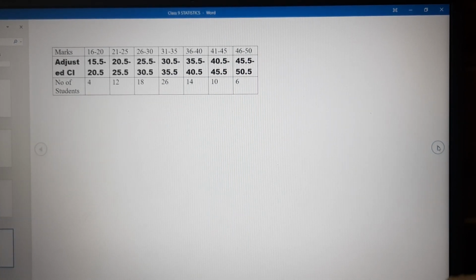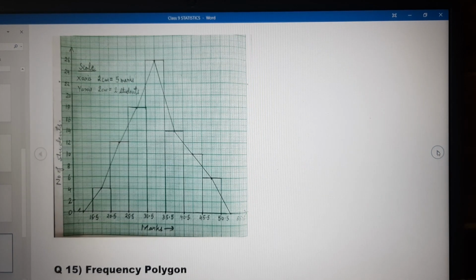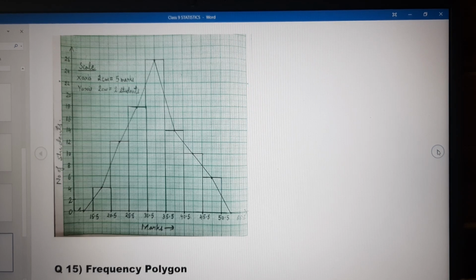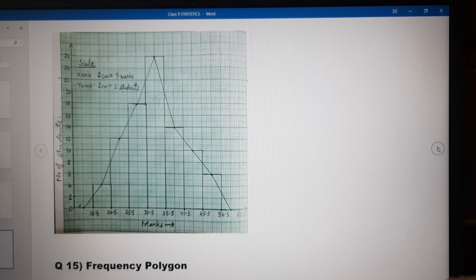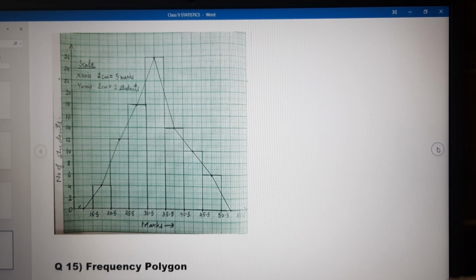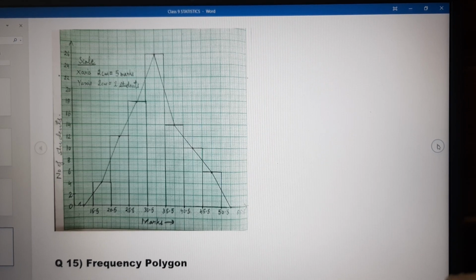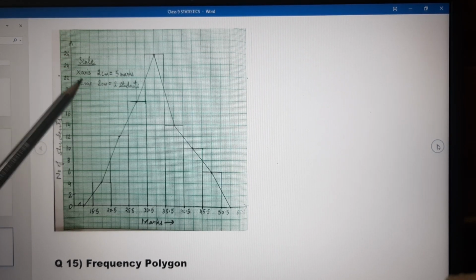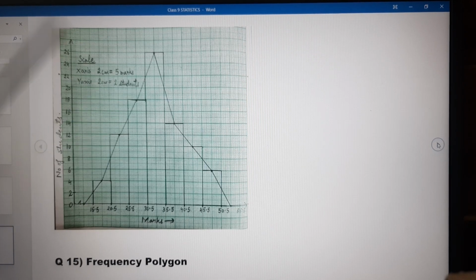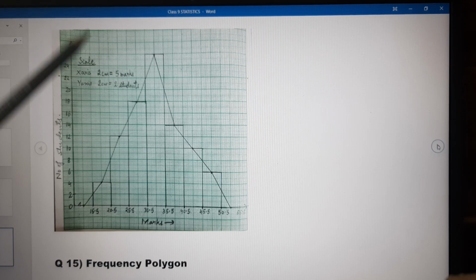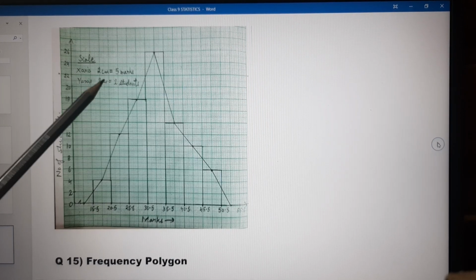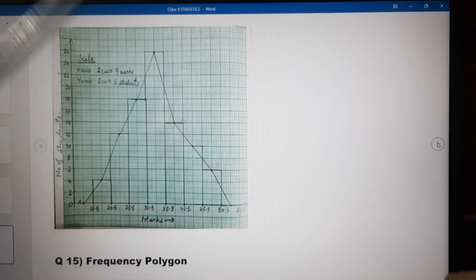Because they are even numbers, we can take the scale as follows. On the x-axis, we have taken 2 centimeter is equal to 5 marks, and on the y-axis, it has to be 1 centimeter is equal to 2 students. Clear? Able to understand? Please do the correction. It is wrong here. 1 centimeter is equal to 2 students.